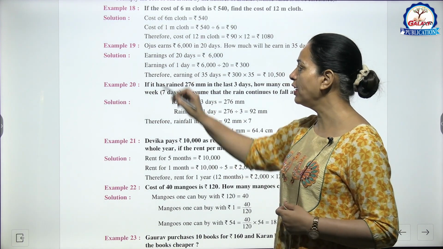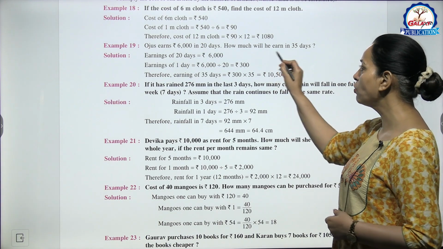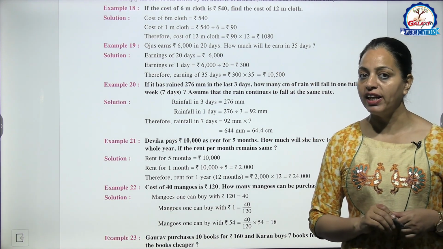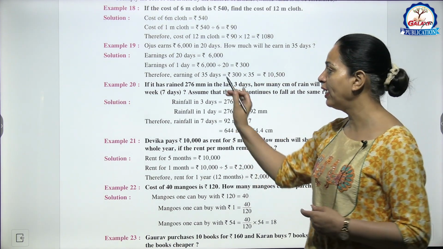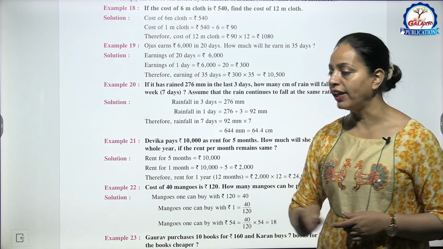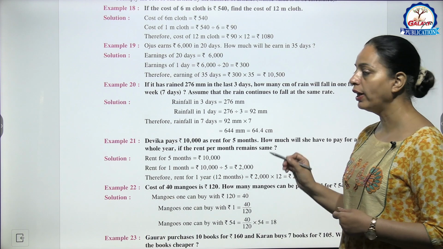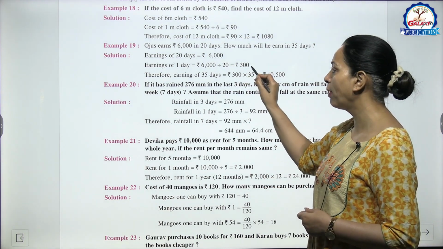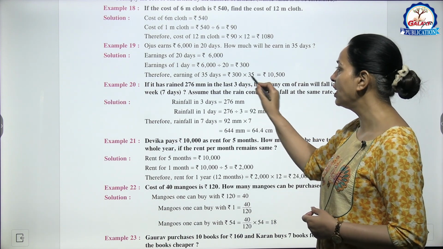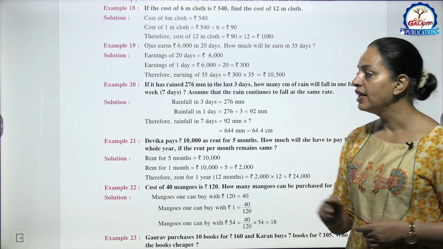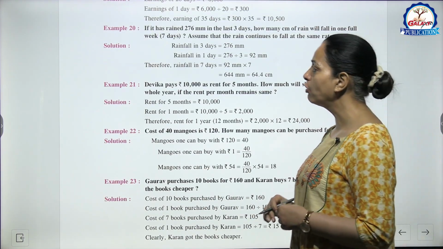Now example 19. Ojas earned rupees 6000 in 20 days. How much will he earn in 35 days? हमें earning find करनी है. It will be on the right side and days will be on the left side. So earnings of 20 days is rupees 6000. Earning of 1 day कम होगी, 6000 divide by 20, rupees 300. Earning of 35 days, 300 into 35, that is 10,500. Okay.